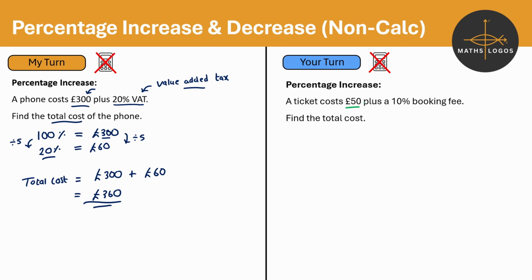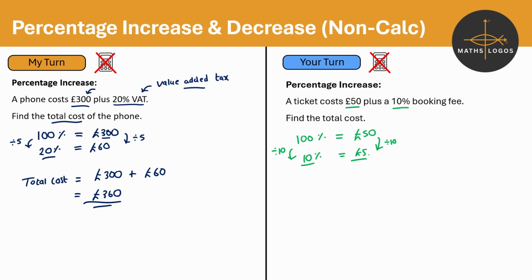So a ticket costs £50 plus a 10% booking fee. Find the total cost. We need to work out that 10% booking fee. Well, remember 100% is always the number that we're starting with. In this case, it's 50. And to work out 10%, I need to divide by 10 because 10 goes into 100 10 times. So I'll do 50 divided by 10, and that gives me £5. So that's what the booking fee is.